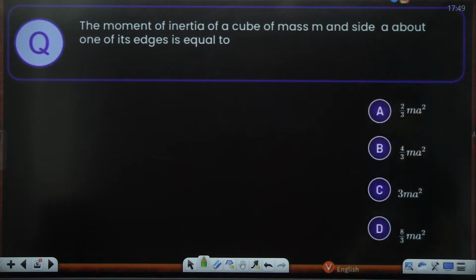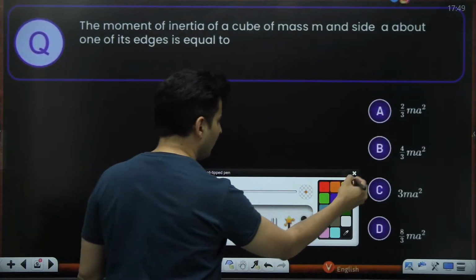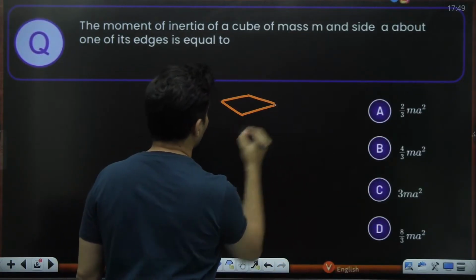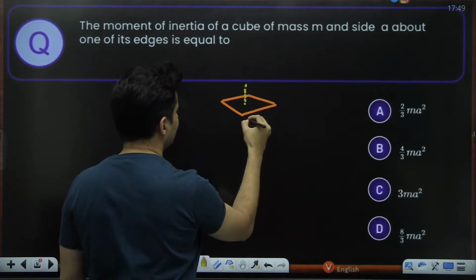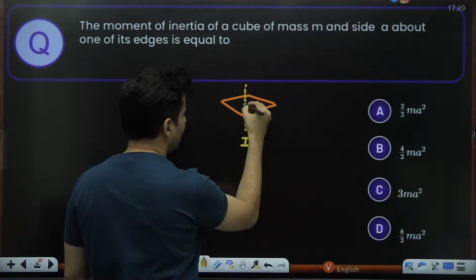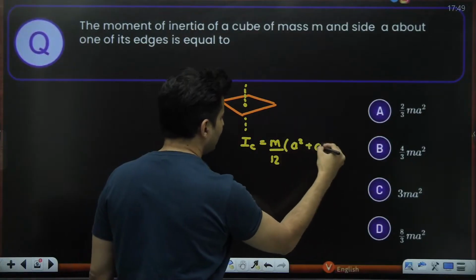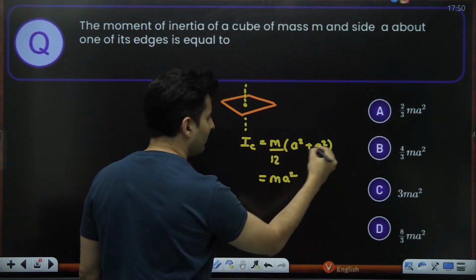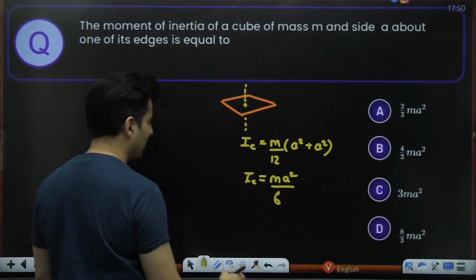Moment of inertia of a cube of mass m and side a about one of the edges is equal to. So what we can do about the edges, right? We just know one thing. If you have a plate like this and the axis is this particular axis, then the moment of inertia about the center is nothing but m by 12 into side square plus side square. So that will make it ma square, 1 plus 1 is 2, so 2 by 12 is basically 6. Ma square by 6 is the moment of inertia.